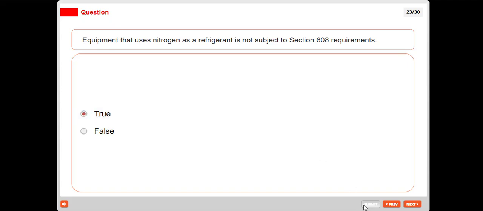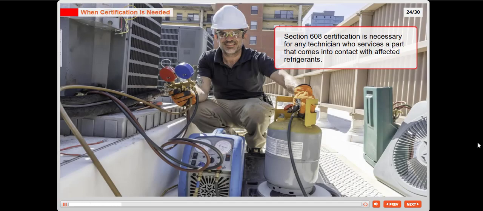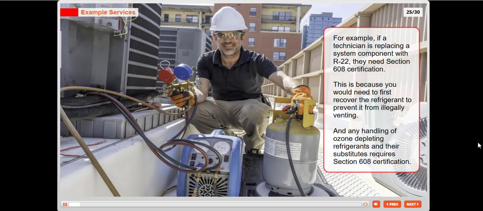Section 608 certification is necessary for any technician who services a part that comes into contact with affected refrigerants. For example, if a technician is replacing a system component with R22, they need Section 608 certification. This is because you would need to first recover the refrigerant to prevent it from illegally venting. And any handling of ozone-depleting refrigerants and their substitutes requires Section 608 certification.